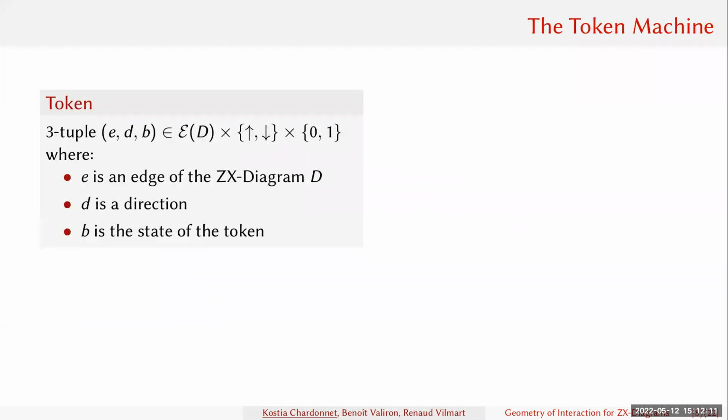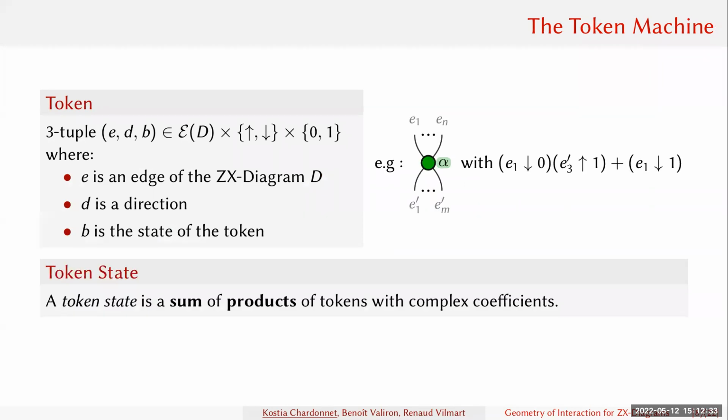And the idea is that a token is a triple containing three pieces of information. The first one is the location of where your token is in the diagram, so just the name of the edge. Then you have a direction: either the token is going up in your diagram or it is going down. And then the token will carry some state, which is either 0 or 1.